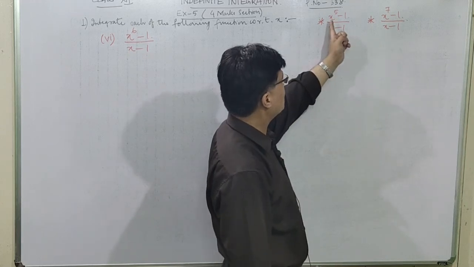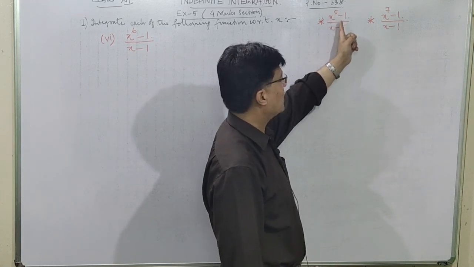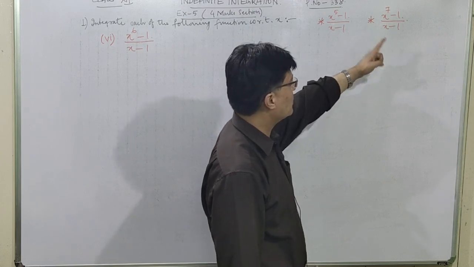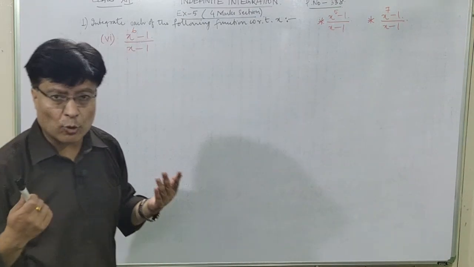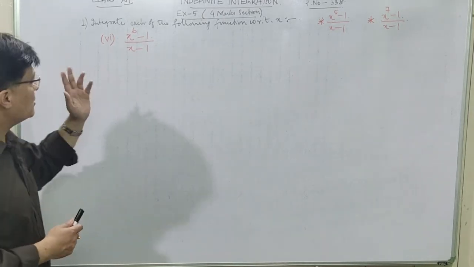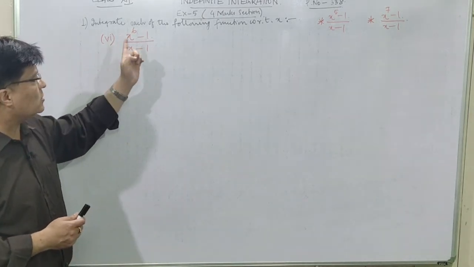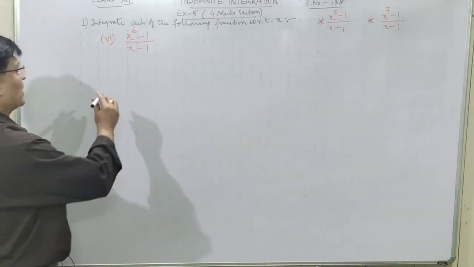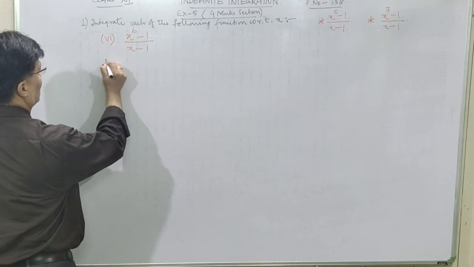That is, you have to integrate x to the power 5 minus 1 divided by x minus 1 with respect to x, and you have to integrate x to the power 7 minus 1 divided by x minus 1 with respect to x at home. So let us do this problem now. That means you have to integrate x to the power 6 minus 1 divided by x minus 1 with respect to x. So let us write down integration here.